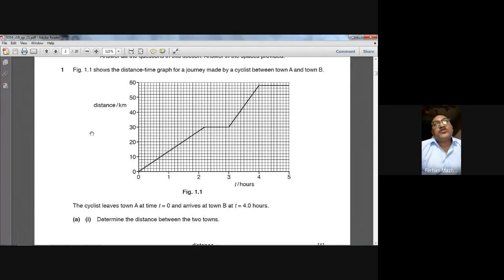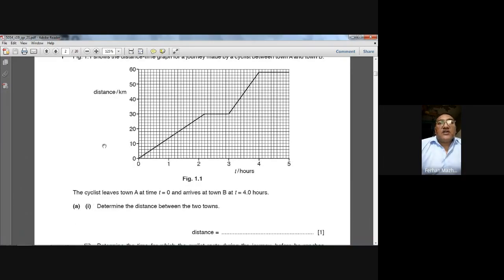Figure 1.1 shows the distance time graph for a journey made by a cyclist between town A and town B. On the y-axis, distance is represented, and on the x-axis, time is represented. On the x-axis the time is given in hours, and with 10 small squares he has shown 1 hour. So one small square represents 6 minutes. On the y-axis, distance is given in kilometers.